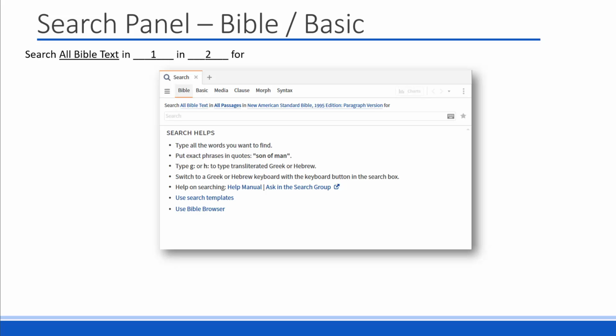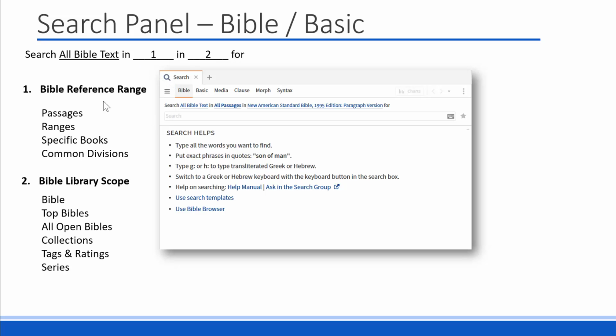When you consider the Bible option, you're going to get an option here that gives you all Bible text and then two fill-out areas. As they show them here, the Bible reference range, in this case all passages, but it could be a number of different options that are listed here. Common divisions is an example where you might be Old Testament or New Testament or Gospels or Pauline letters or that type of thing. And then Bible library scope.